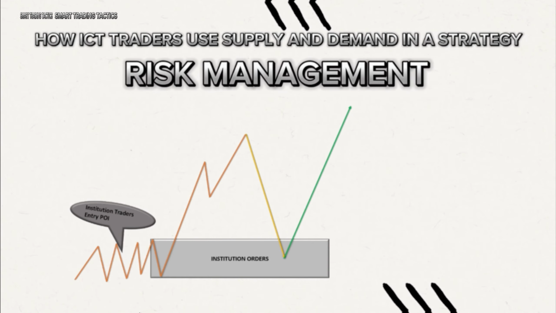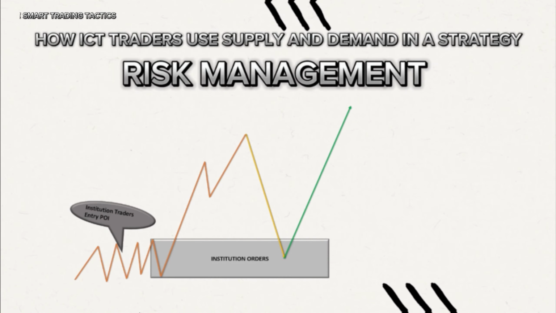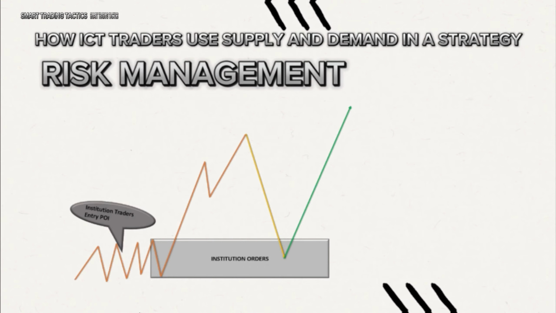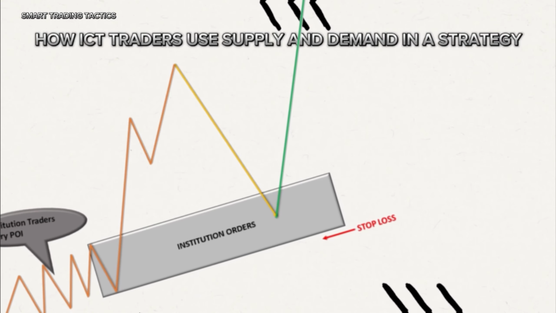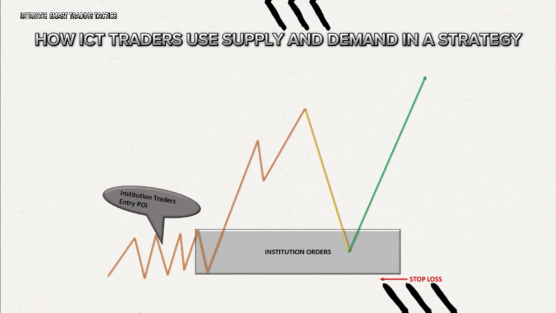Risk management. Understanding supply and demand from the ICT perspective also involves careful risk management. By placing stops outside of key supply or demand zones, ICT traders can minimize their exposure to potential losses.